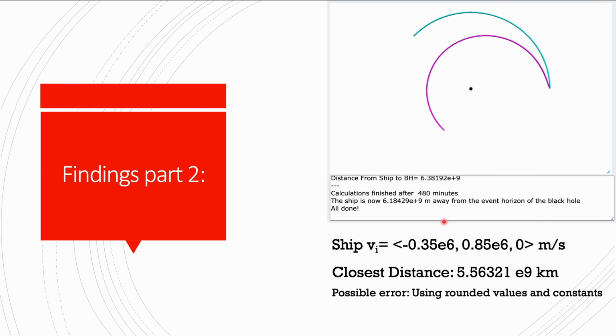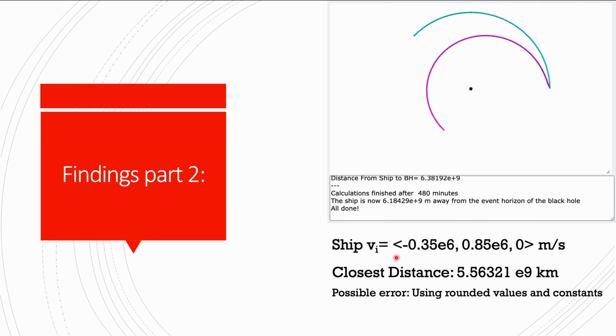For our findings in part 2, this again was just found by me tweaking the values until I got as close to the black hole here in the center as I could. The magenta line is the path of the ship. This was the initial velocity imparted, and this is the path of the planet.